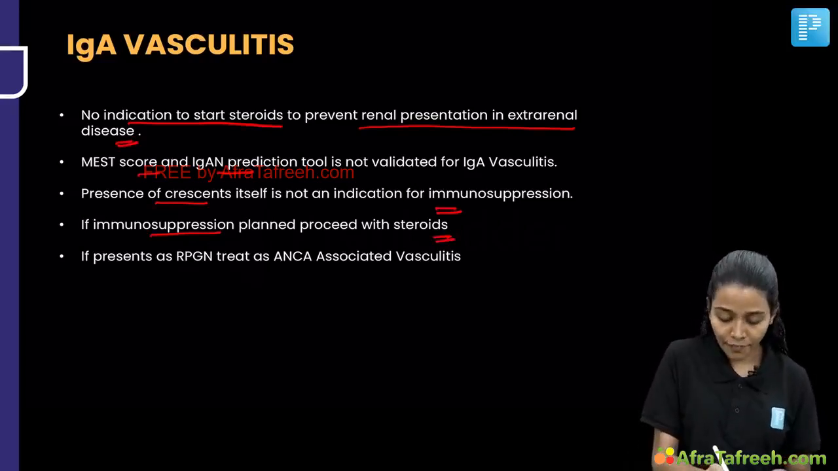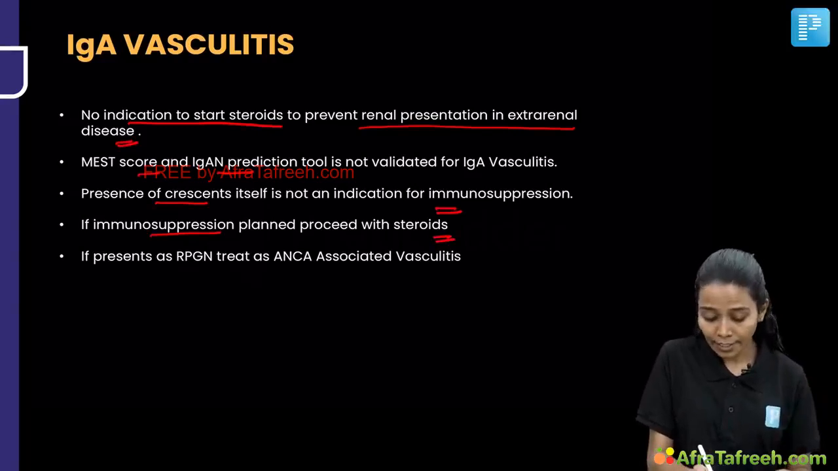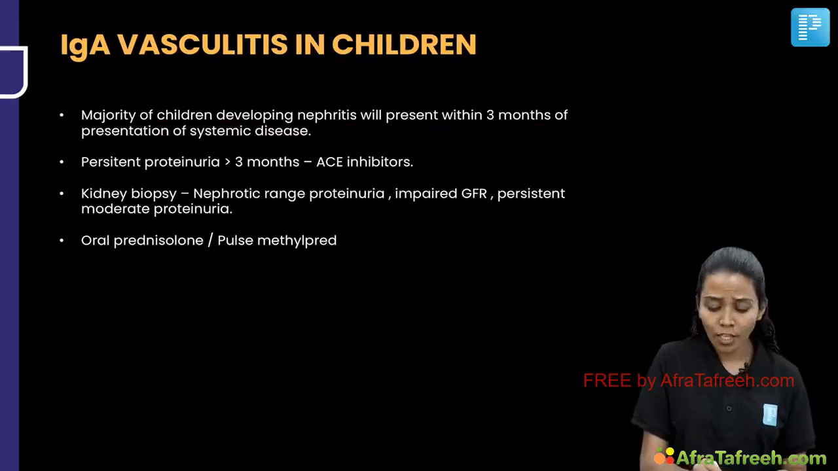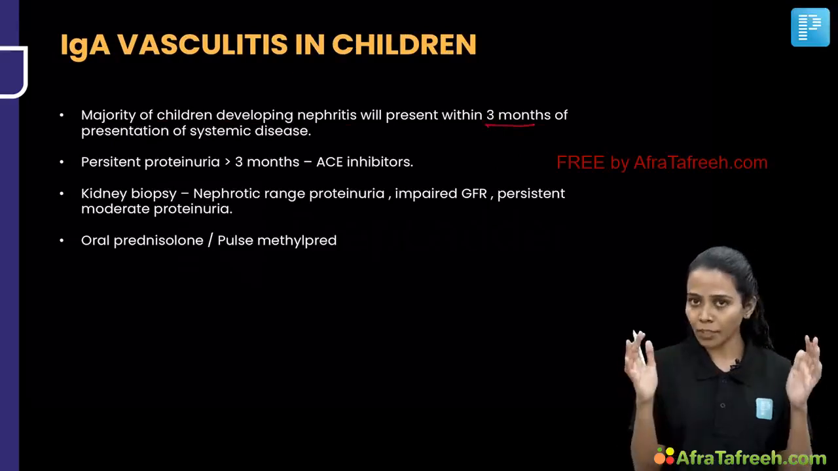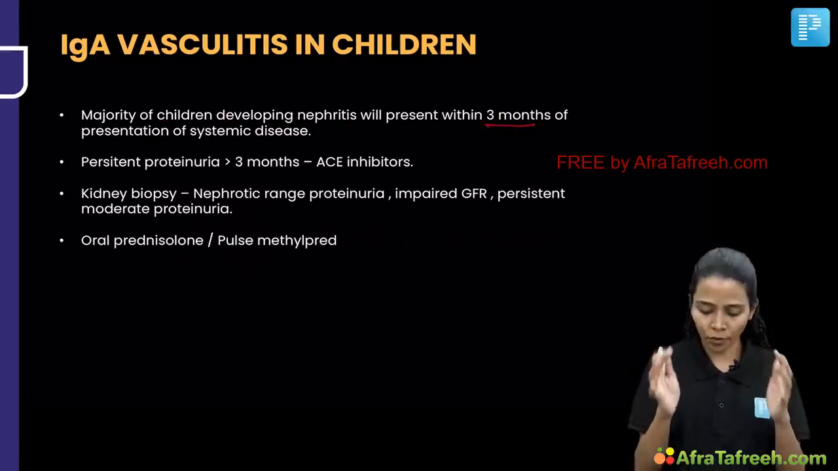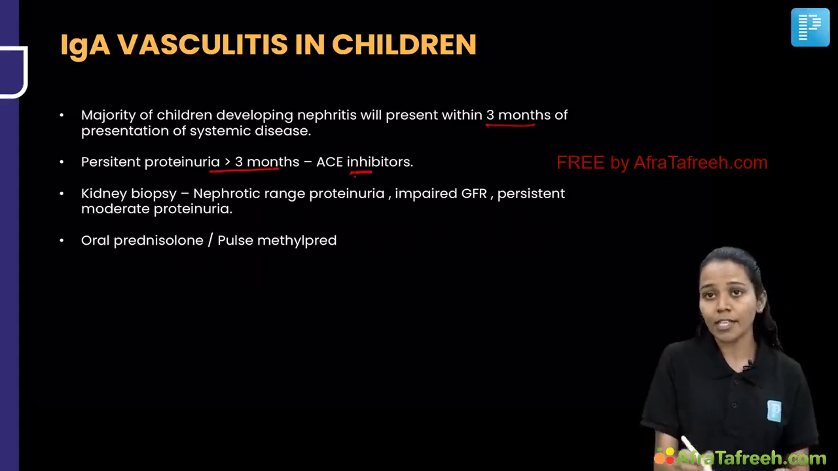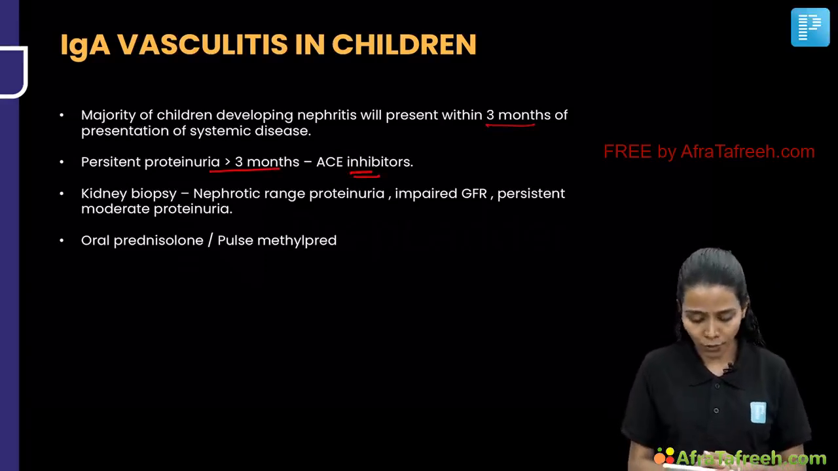And if it presents as RPGN, treat it as ANCA-associated vasculitis. Now, the majority of children develop nephritis within 3 months of presentation of systemic disease. So, we have to keep children under watch for these 3 months. And if there is persistent proteinuria for more than 3 months, ACE inhibitors are the drug of choice.